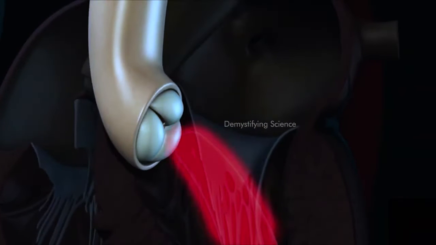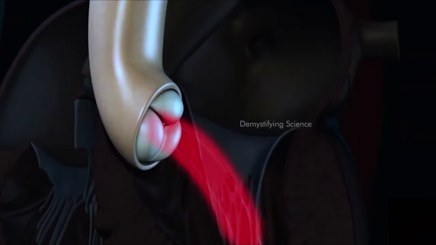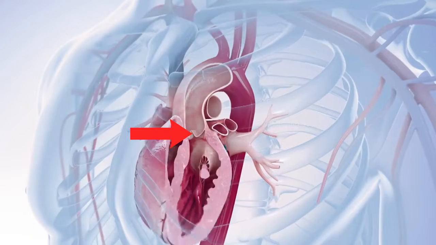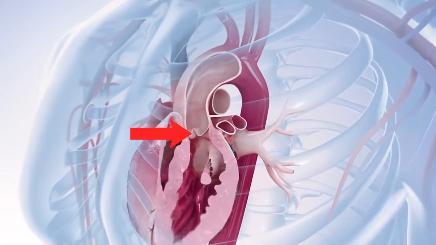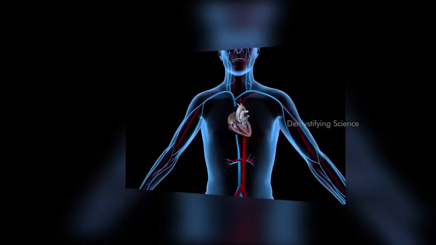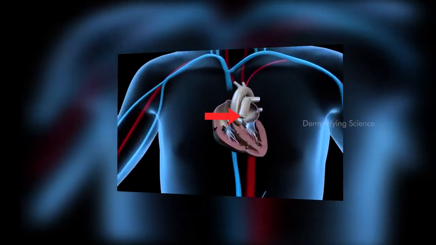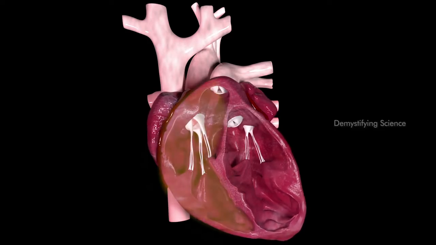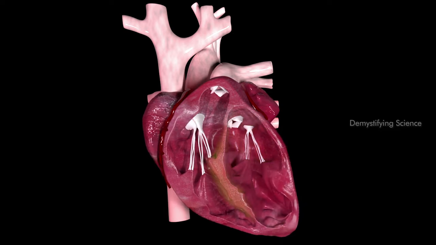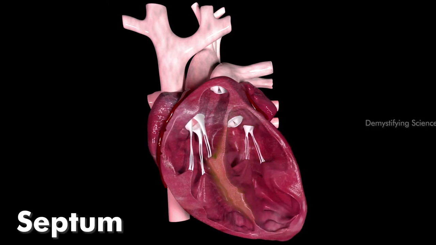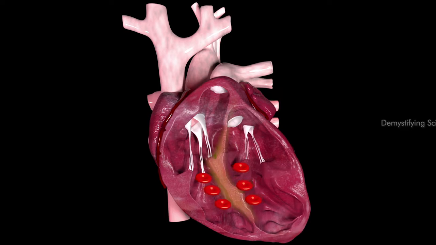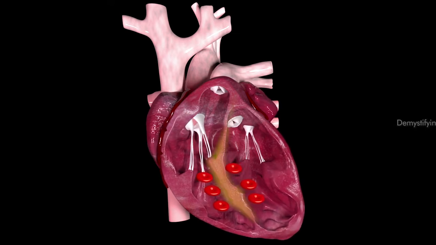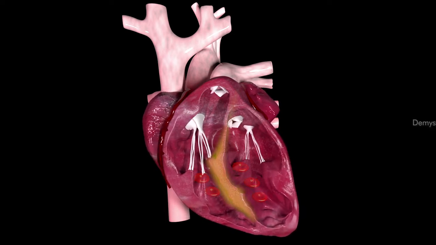The semilunar valves stop the backflow of blood into the heart. There is a semilunar valve where the aorta leaves the left ventricle, and another valve where the pulmonary artery leaves the right ventricle. The right and left hand side of the heart is separated by a muscular wall called the septum. The septum prevents the mixing of oxygenated and deoxygenated blood.